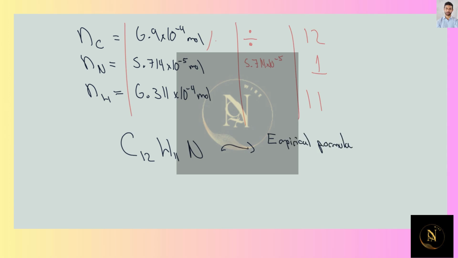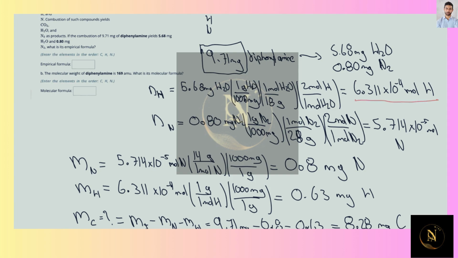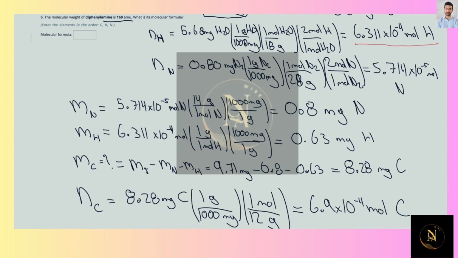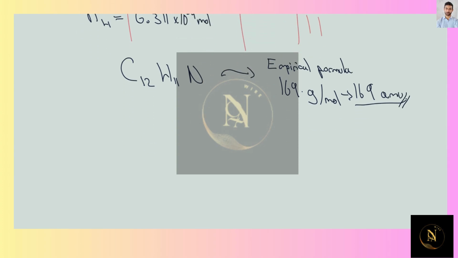And this empirical formula corresponds to a molar mass of 169 grams per mole, or atomic mass units, which corresponds also to the molecular weight given in the problem. So this is going to be 169 grams per mole, which is the same as 169 atomic mass units. That means that our empirical formula is also going to be the same as the molecular formula, C12H11N. So with that, it would be all.